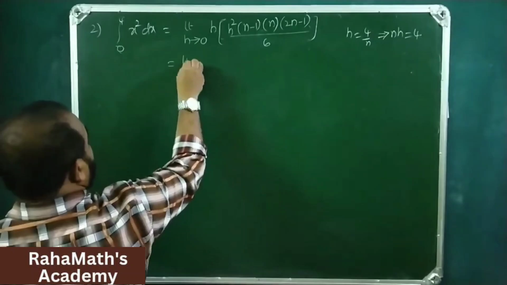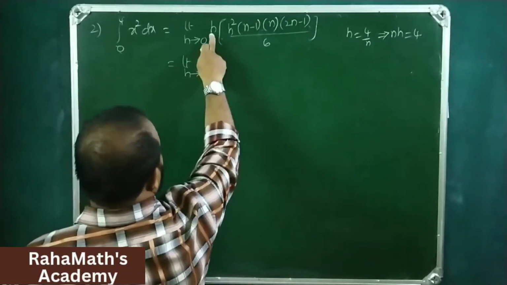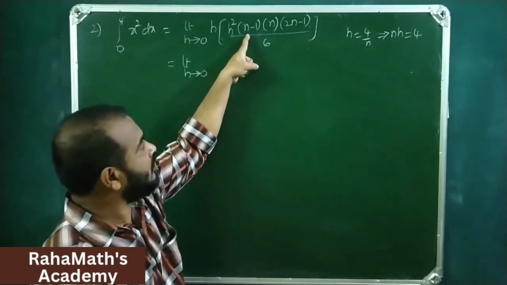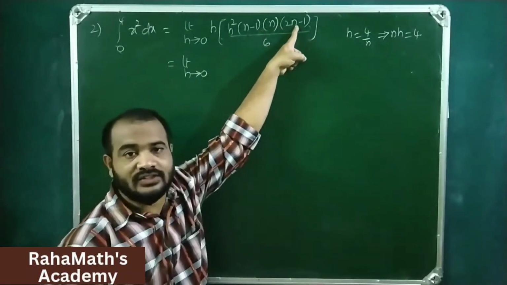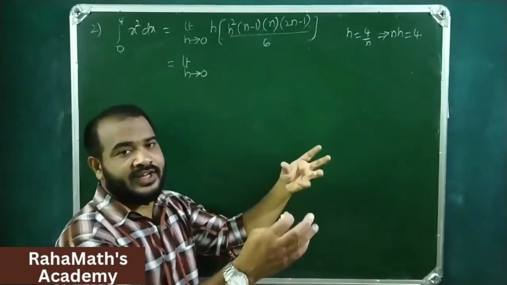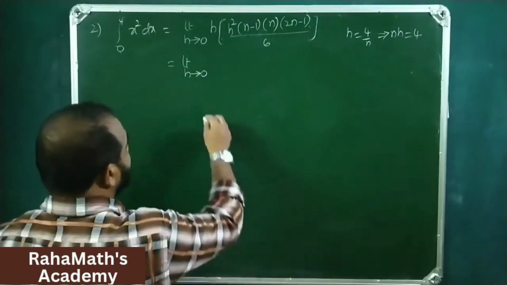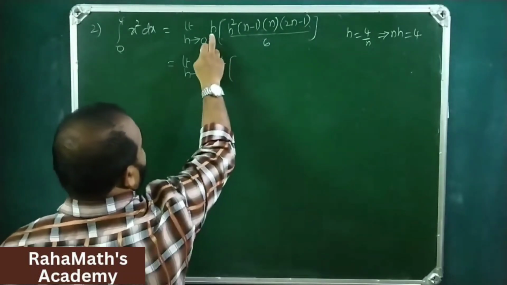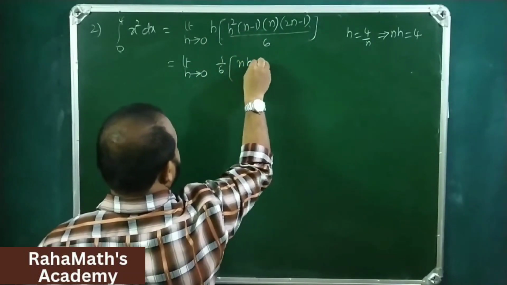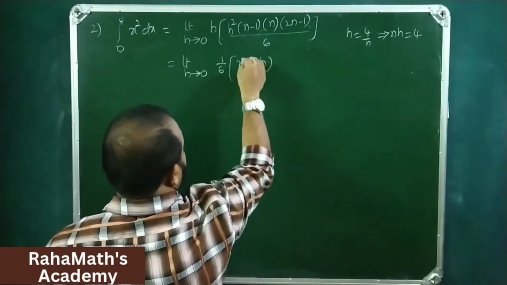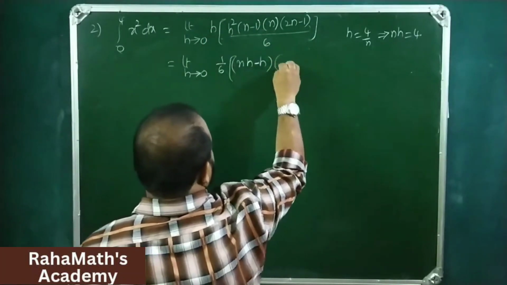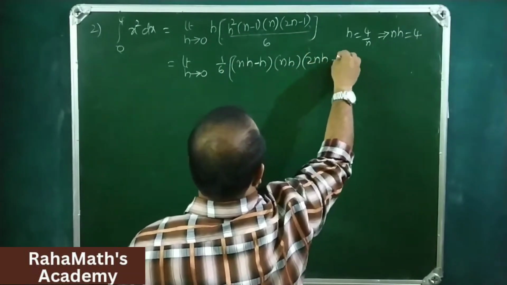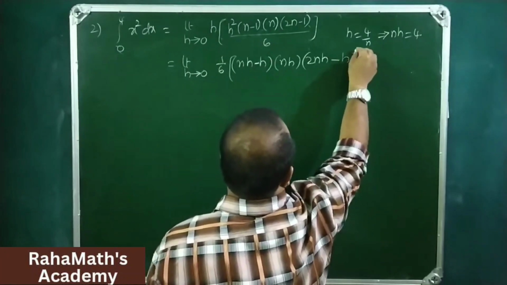This equals the limit h tends to 0 of h into h square, that is h cube. So we will do one thing: one h we will give to (n minus 1), another h to n, and another h to (2n minus 1), so h will be shared among these three. So this equals 1 by 6 aside, then (nh minus h) into nh into (2nh minus h).